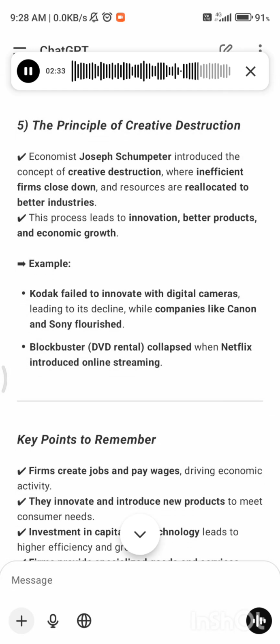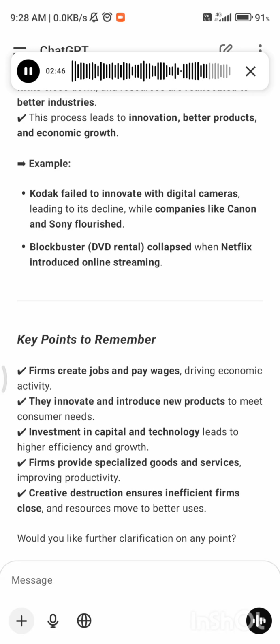Example, Kodak failed to innovate with digital cameras, leading to its decline, while companies like Canon and Sony flourished. Blockbuster DVD rental collapsed when Netflix introduced online streaming. Key points to remember. Firms create jobs and pay wages, driving economic activity.